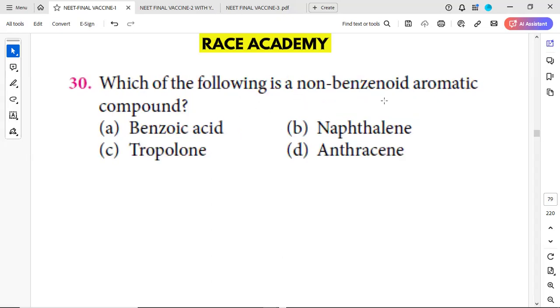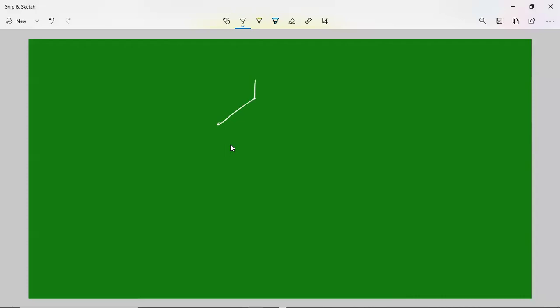Next, 30th question and the last question of this session. Which of the following is a non-benzenoid aromatic compound? Benzoic acid, benzene ring will be there. Naphthalene, benzene rings will be there. Anthracene, 3 benzene rings. Naphthalene, 2 benzene rings. Benzoic acid, 1 benzene ring with carboxylic acid. So we have to suspect the tropolone. The tropolone is actually a 7-membered ring. We'll check its structure, how it will be. Tropolone is a ketone. It will be like this.